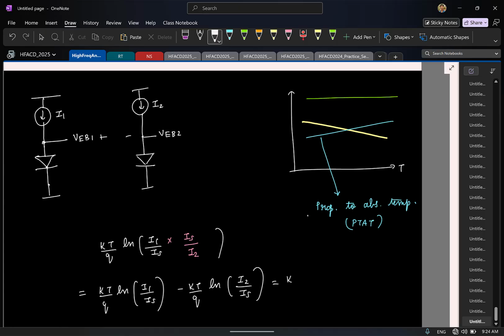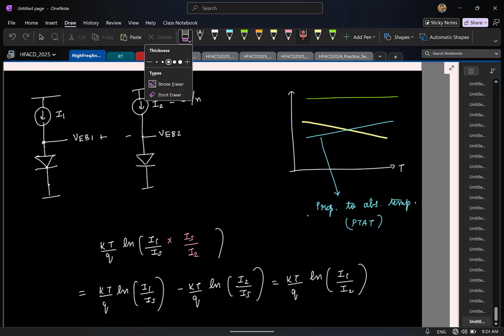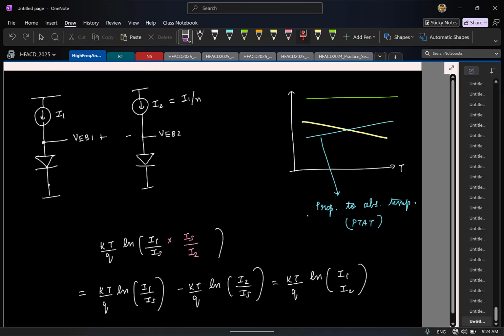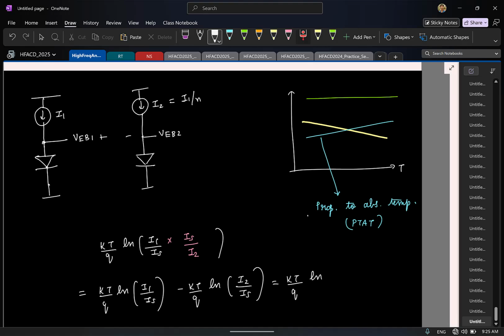So this is essentially kT by Q, if I simplify it, ln of I1 by I2. And let's say I can always write I2 as I1 by N. So then what will this simplify to? I1 by I2 becomes N. So this becomes kT by Q times natural log of N. Now we can clearly see this is a constant times T. So we have a nice linear dependence on temperature.